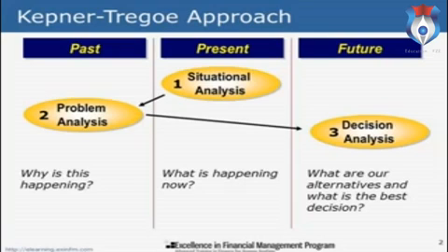Then you would move to step 2, problem analysis. So you're developing probable causes of the problem, and you might test and see what's true, and identify the most likely causes. Then you would move to the 3rd step, where you would try to make a decision on how you would change the current situation to solve the problem. This is basically the process you would follow: situational analysis, problem analysis, and then decision analysis.